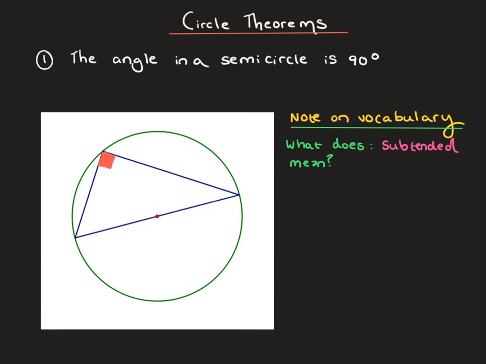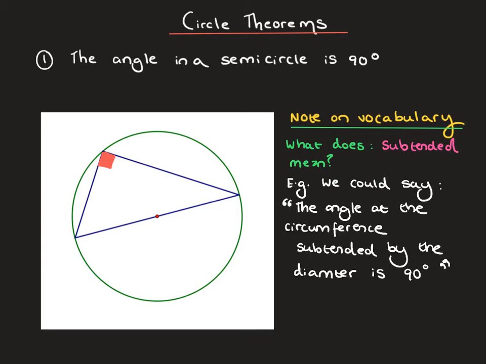So what does this word subtended mean? Let's give some context to this with an example. So I could say the angle at the circumference subtended by the diameter is 90 degrees. Now what does that mean, subtended by the diameter? All it means is that this angle here, this right angle, is created from or stands on this diameter.